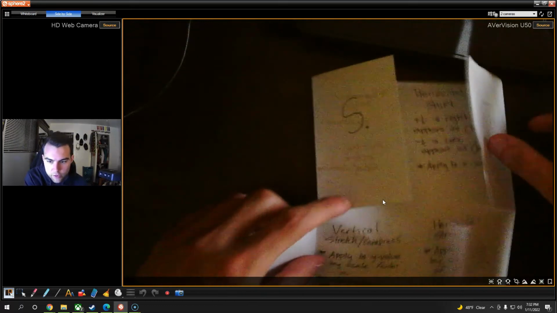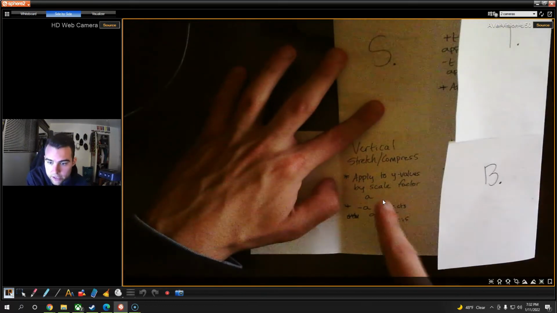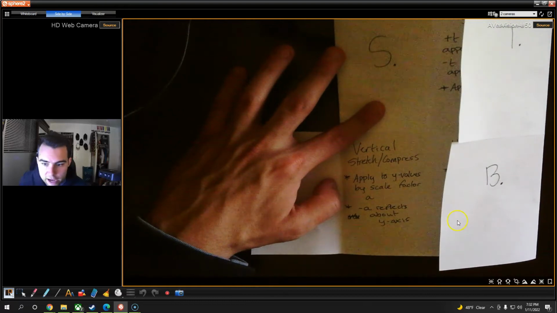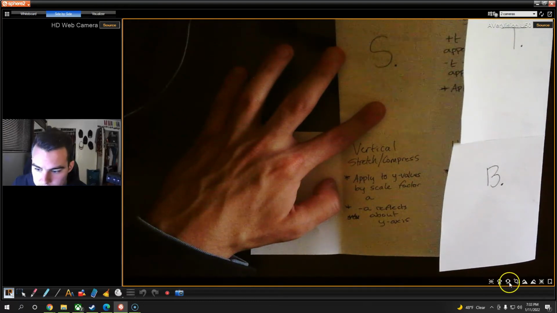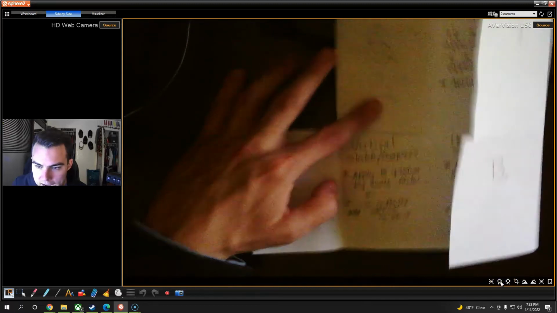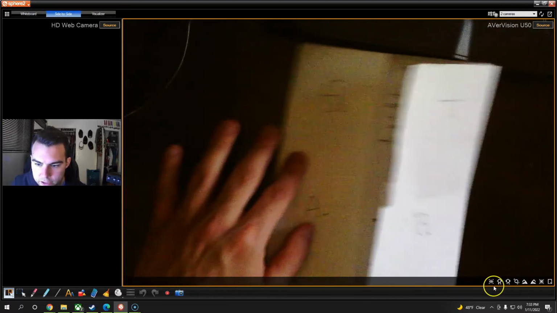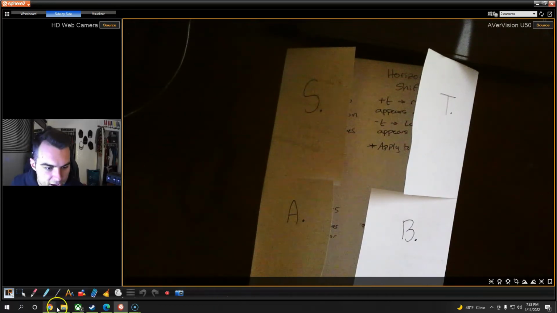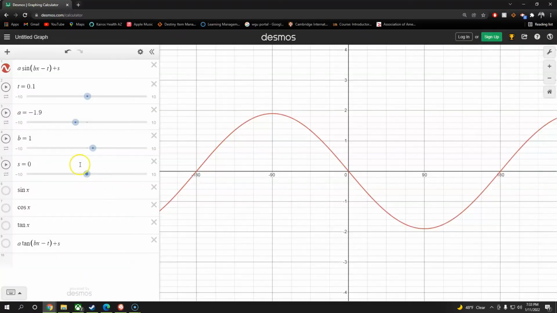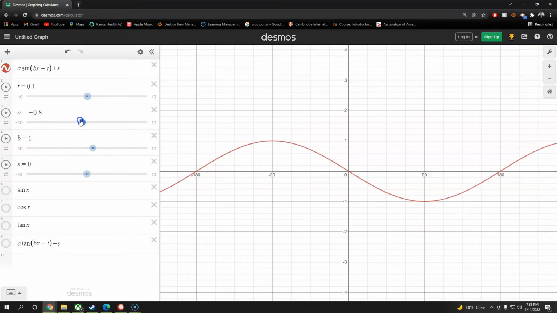So that vertical stretch compress, right? You're going to apply to your y values by a scale factor of a. And negative a will reflect it about the y-axis. And finally, let's look at b and what's going on with that guy. So b, let me put everything back to normal.